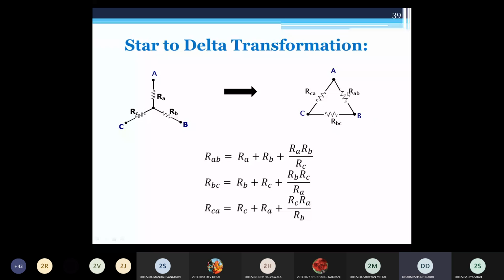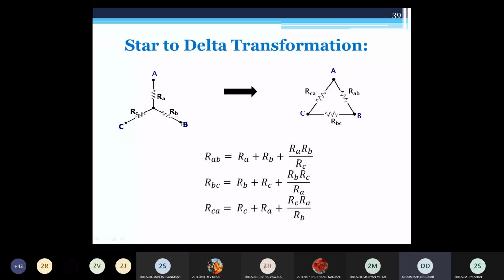To find out RAB first, what you have to do? You have to first take the addition of the resistances which are connected at points A and B in your star connection. So take the addition of RA point resistance plus RB point resistance. It means RA plus RB, plus multiply both the resistances RA and RB and divide by the opposite resistance or remaining resistance.